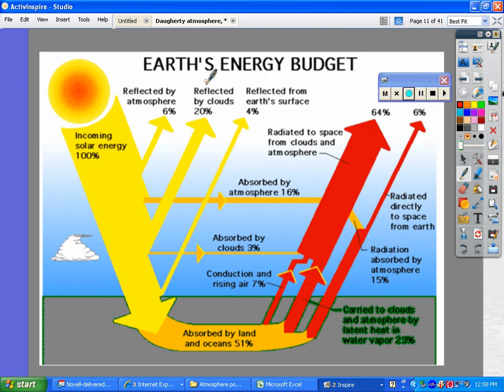And here's just a graphic again showing you all the different things that can happen. Some of it's reflected by the atmosphere, some of it's reflected by clouds, some of it's reflected by Earth's surface, some of it's absorbed by atmosphere, some of it's absorbed by clouds, some of it's absorbed by the land and the oceans. And eventually all of this energy will be re-radiated back outward in the form of that long wave infrared radiation.